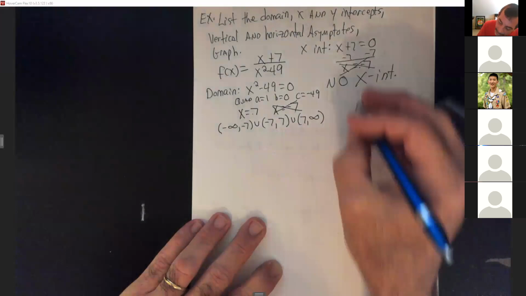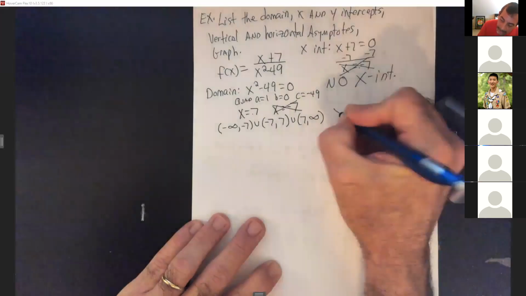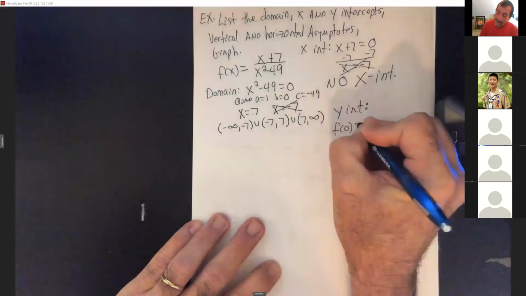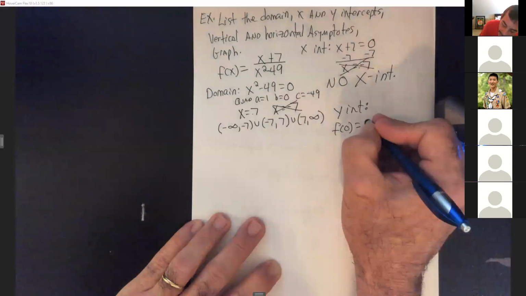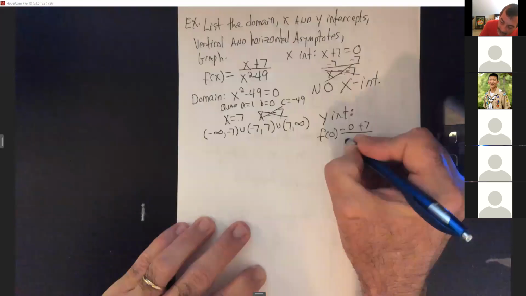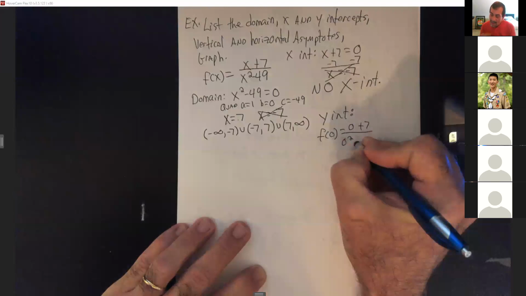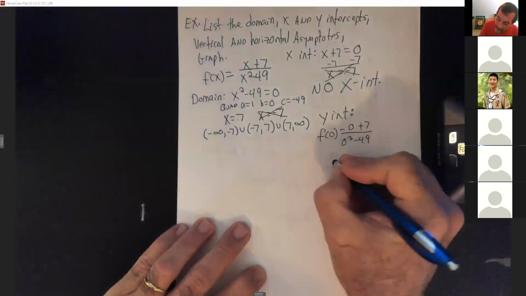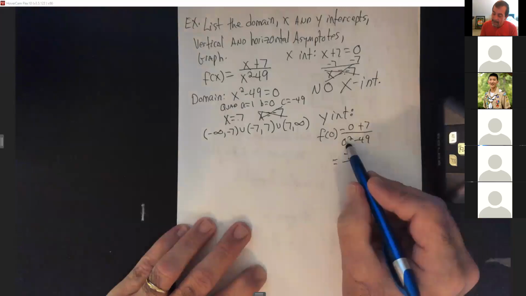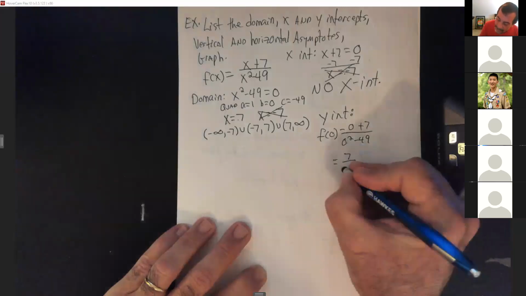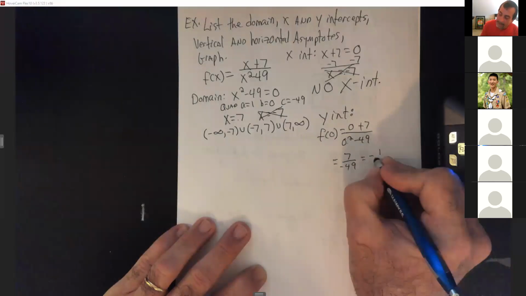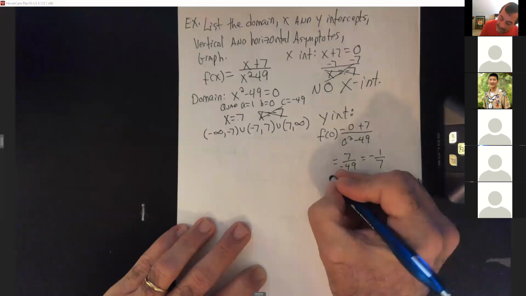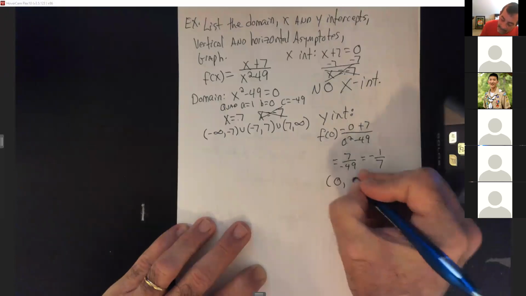Now we have to find our y-intercept. For the y-intercept, I have to find f of 0, so we put a 0 in for the x's. I get 0 plus 7 over 0 squared minus 49. That gives me a 7 on top. 0 squared is 0, and 0 minus 49 is negative 49. So that reduces to negative 1 over 7. That means your y-intercept is at 0, negative 1/7.